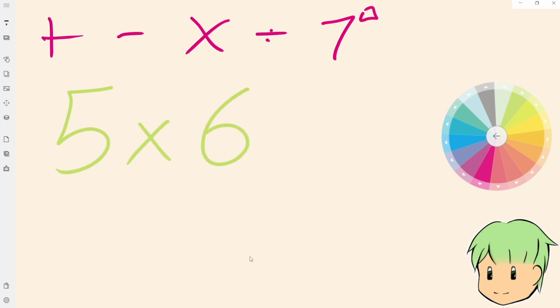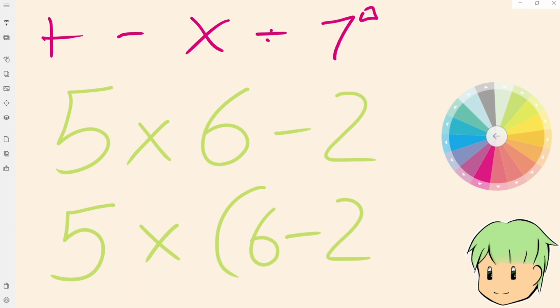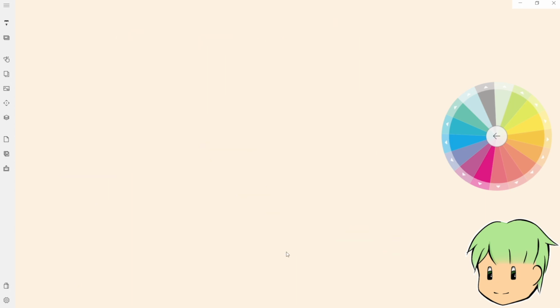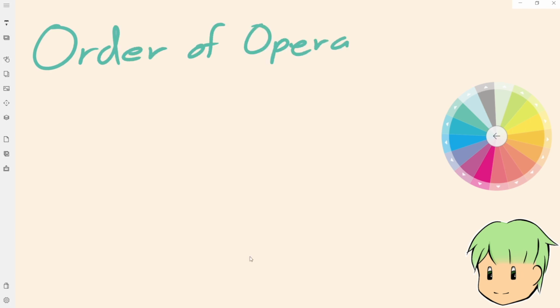5 times 6 minus 2 and 5 times 6 minus 2 in brackets give a different answer. But why? That is because we have order of operations.